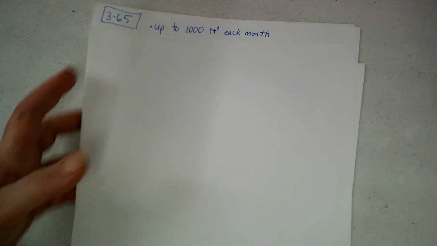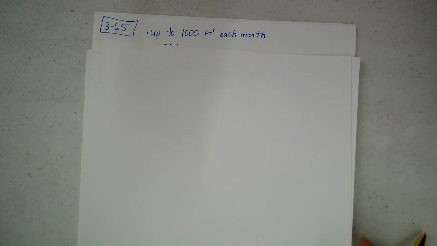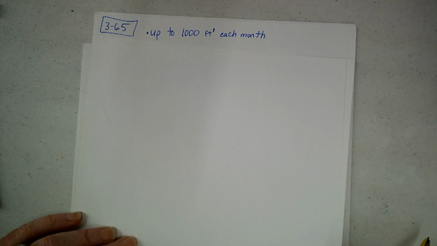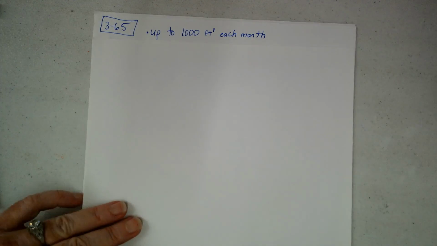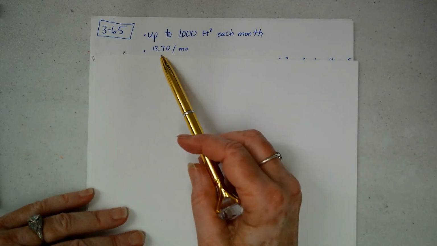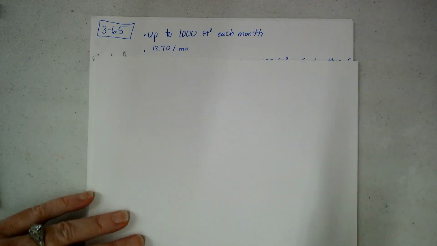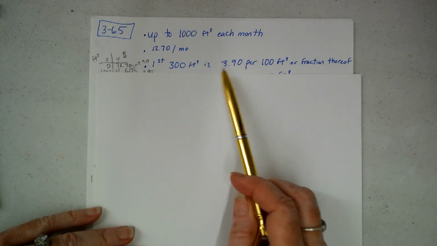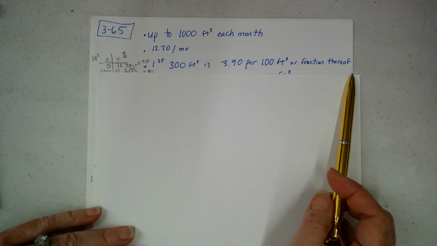Here's Integrated 3. This is problem 3-65, and it's about your water bill. Somebody's moving to a new city and she's looking at the rates that are charged. Her family is going to use up to 1,000 cubic feet each month. The monthly service charge is $12.70 per month, and the first 300 cubic feet will cost $3.90 per 100 cubic feet, or fraction thereof.